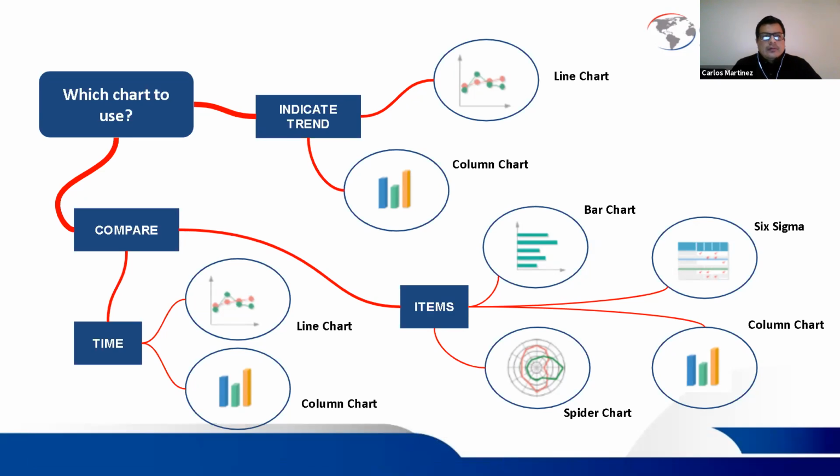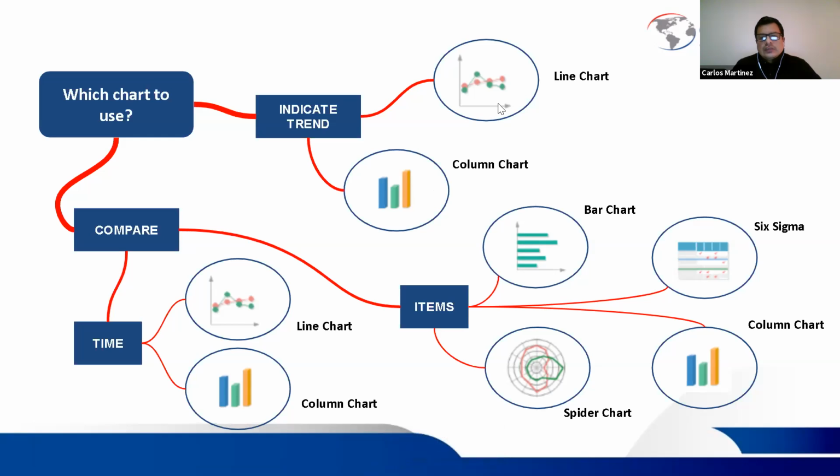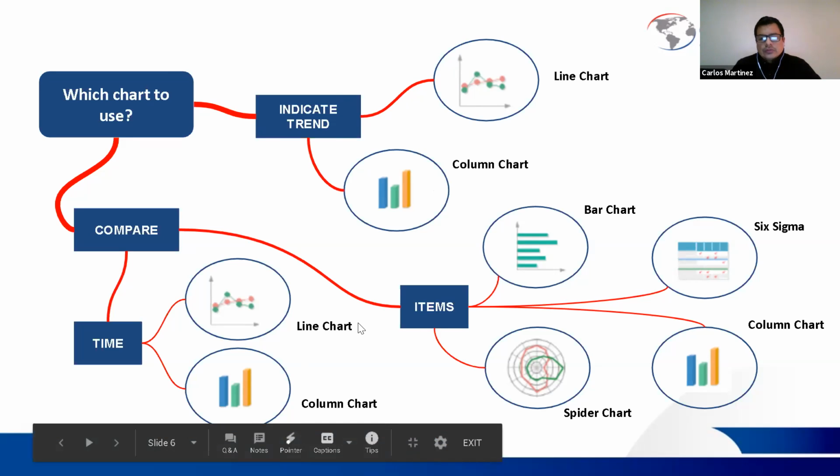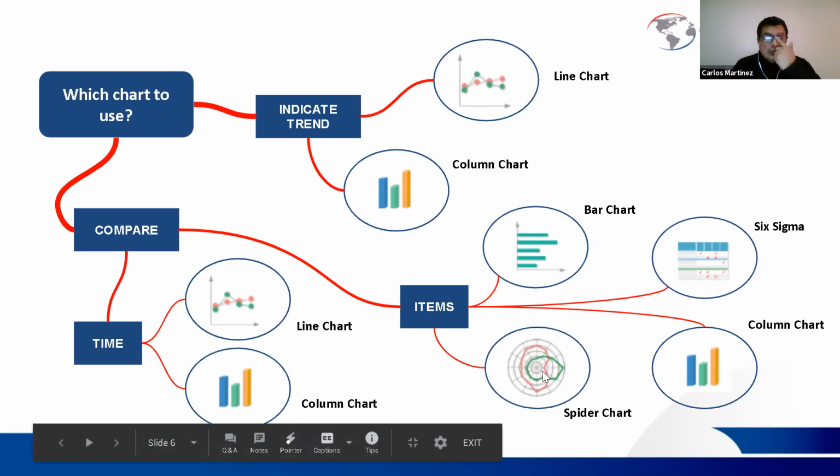Okay, so it depends on what you're going to compare, what you need to see. For example, if you want to see, again, the price of the dollar, then you're not going to use a spider chart, because you want to indicate a trend. So you're either going to use a column chart or a line chart. If you want to see the relationship between two things, then you're not going to use a line chart. You're going to use either a Six Sigma chart, a bar chart, or a spider chart. Okay, so each chart has its different indications and its different uses.